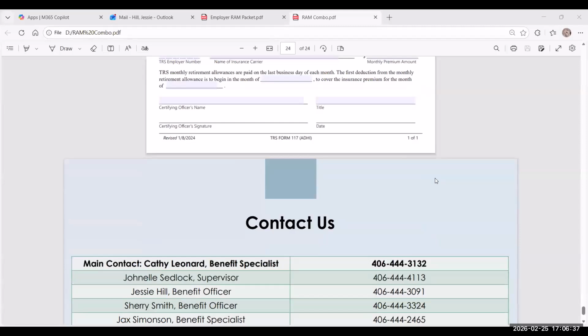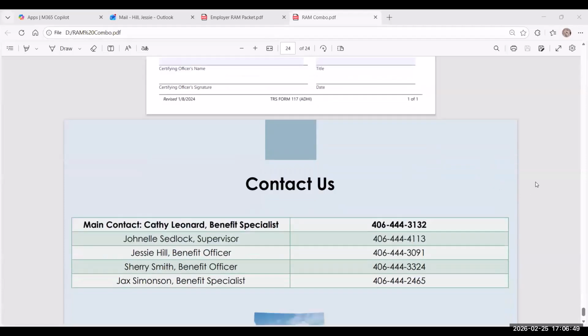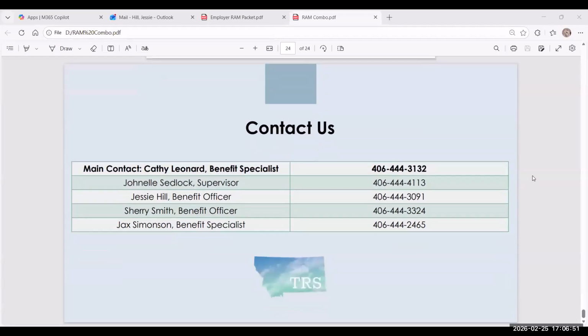So that basically is the extent of the retirement packet and going through that. And I'm hoping that really helped you guys with the detail about especially the employer section on the forms that we have. I do have our contact information here on the final part of this PDF. The main contact, Kathy Leonard, is a benefit specialist, and she's also the primary one to assist you with termination pay when it comes down to it. And then we've also got Johnelle, myself, Sherry, and Jax listed as benefit officers or specialists as well that can be assisting you with what you might need.